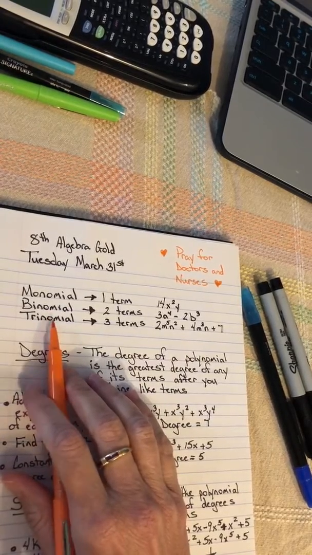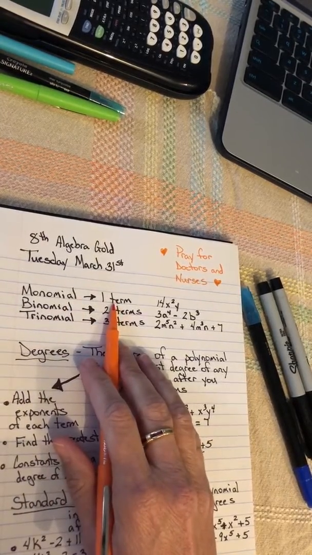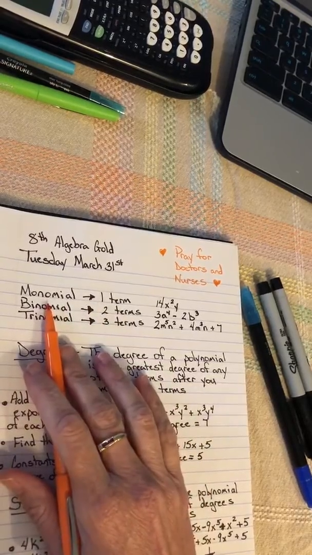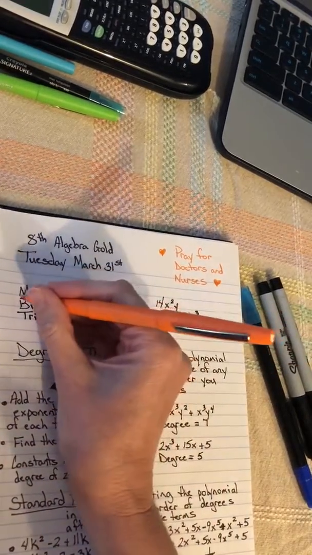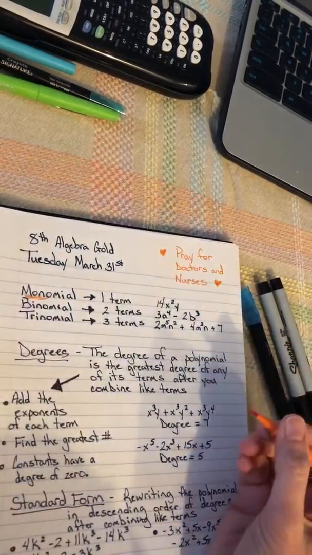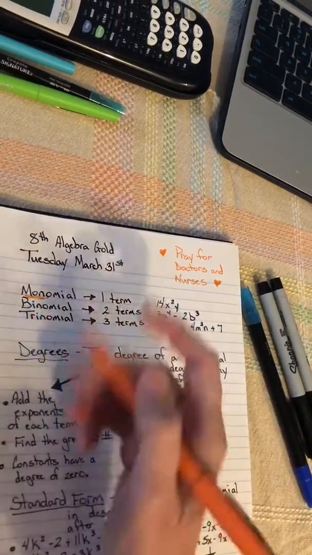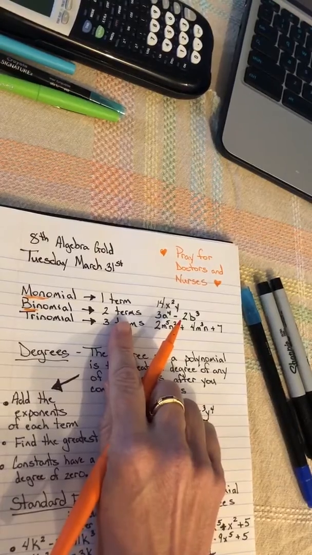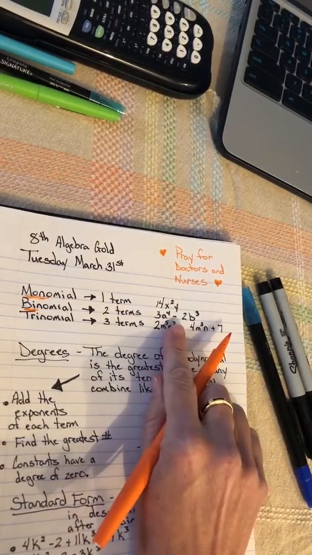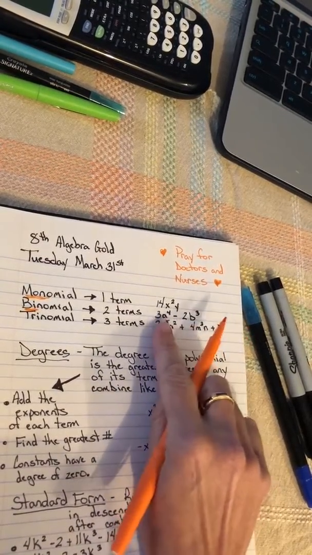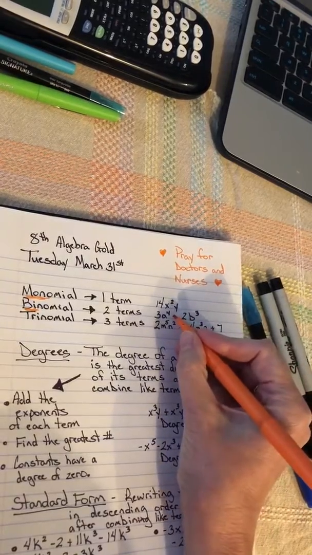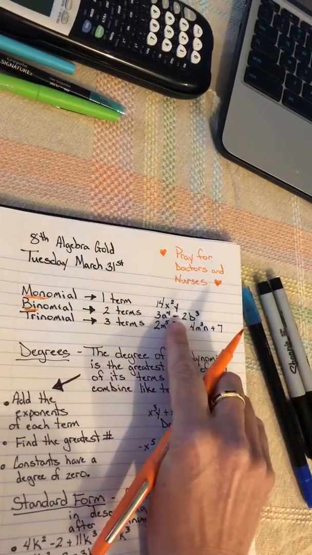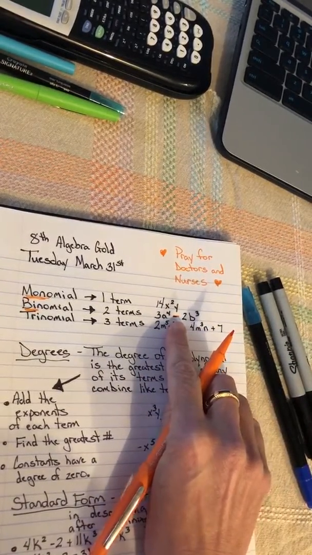trinomial. Anything that has one term is considered a monomial. Remember, mono means one. Binomial is anything that has two terms. So here's an example over here. We can see it's two terms because it's separated by this minus sign in between.